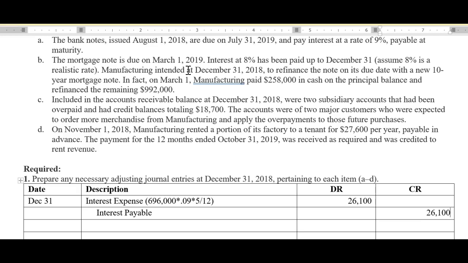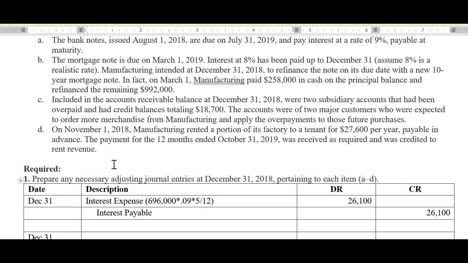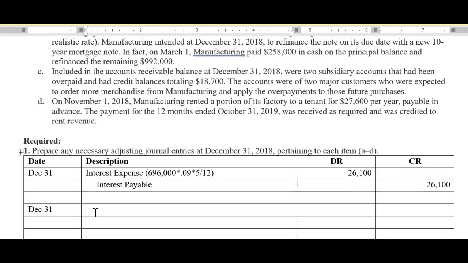Manufacturing intended at December 31st to refinance the note on its due date with a new 10-year mortgage note. In fact, on March 1st, manufacturing paid $258,000 in cash on the principal balance and refinanced the remaining $992,000. So in this case, what entry do we need to make as of December 31st? Well, again, they give you that information not to make an entry because it says the interest is paid up through December 31st. So in this case, there would actually be no entry on this position.